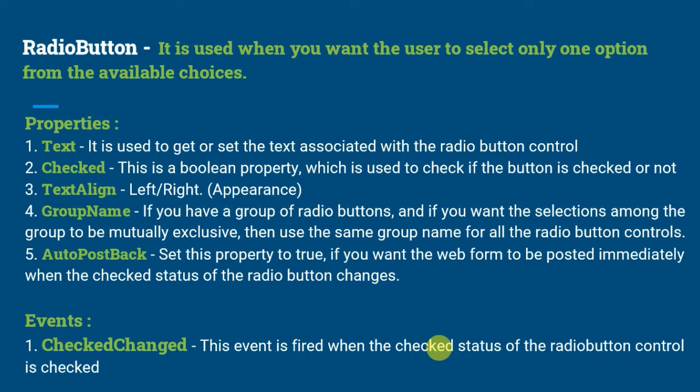Let's look into the properties of it. First property is Text, which is used to get or set the text associated with your radio button control. The second one is the Checked property, which returns a boolean value. When it is checked, it is considered to be true, and if not checked, then it is considered to be false. Let's look into the practical part of it.